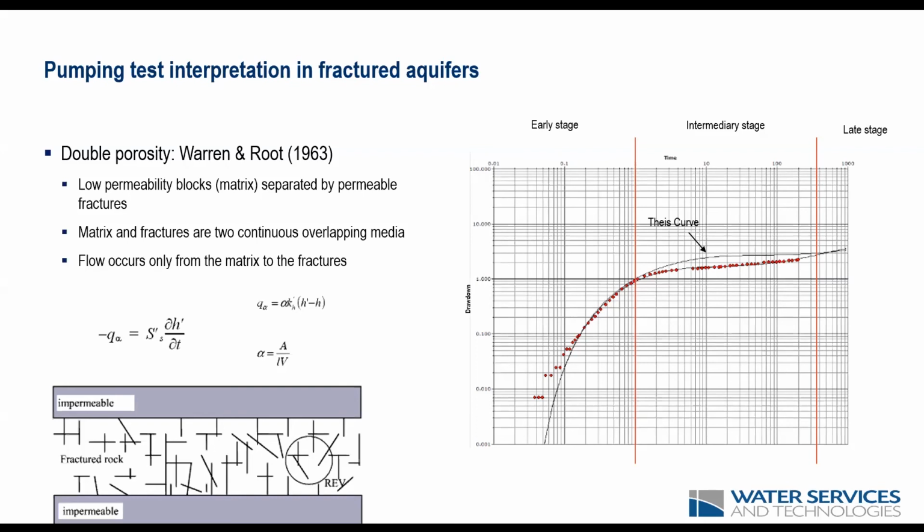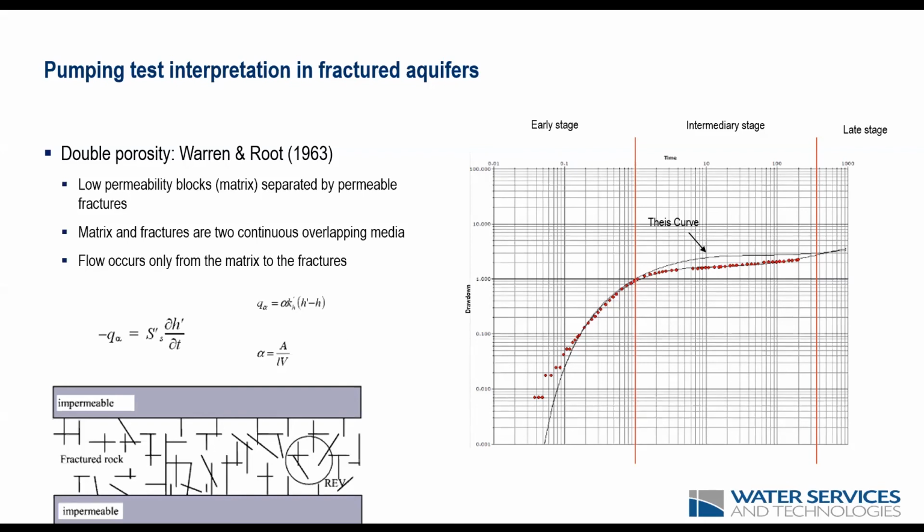So one approach, and this is the approach that Warren Root take, is to model the aquifer as a series of porous low permeability matrix blocks separated by hydraulically connected fractures of high permeability. So if there is flow from the blocks to the fractures, then the fractured rock mass is assumed to consist of two interacting and overlapping continuous media, which would be formed by the low permeability primary porosity blocks and the high permeability secondary porosity fractures.